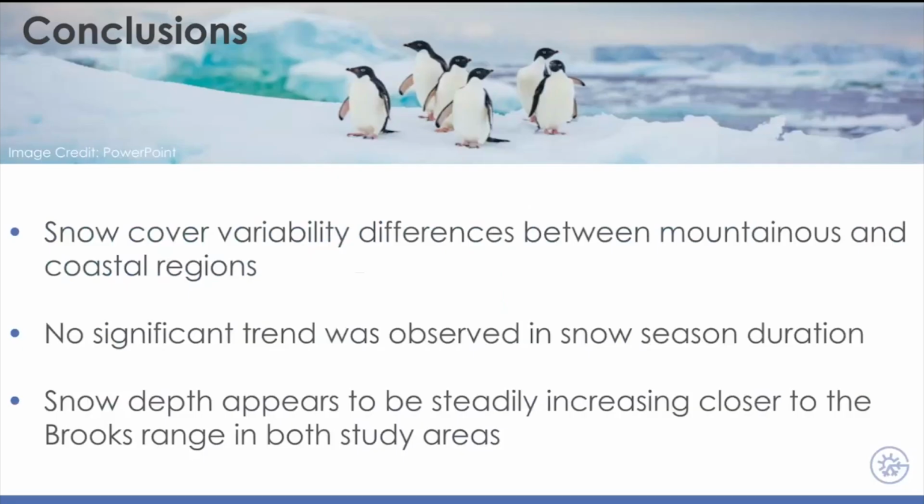So in conclusion, the team found that in the ANWR, the snow cover variability was greater in the mountainous regions, whereas in the NPRA, snow cover variability was greater in the coastal regions. No significant trends were found in snow season duration in both regions, likely due to frequent changes in snow season start and end from various blizzards and events across these 20 years. But for both NPRA and ANWR, we saw the average snow depth steadily increase as you approach the Brooks Range, which, as we would assume, the highest amount of snow depth kind of staying in the mountains over these time periods.